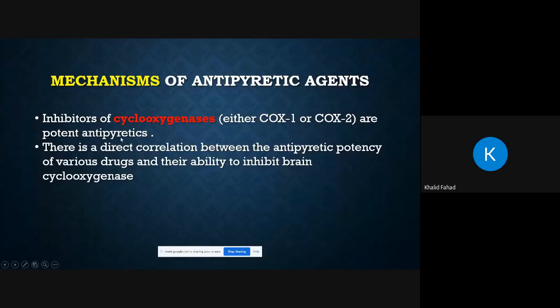There is a direct correlation between the antipyretic potency of various drugs and their ability to inhibit brain cyclooxygenase. So by acting on the brain cyclooxygenase, antipyretics will decrease the synthesis of pyrogenic cytokines, and it will result in resetting of the body temperature to the normal setting. The brain has cyclooxygenase, and these antipyretics act on it to break the production of COX-1 and COX-2.